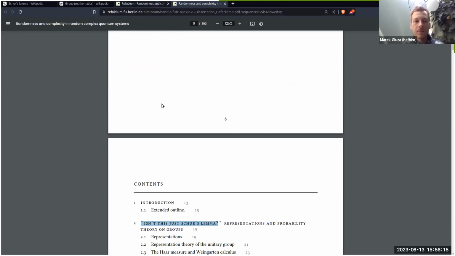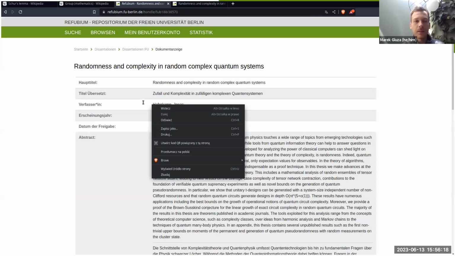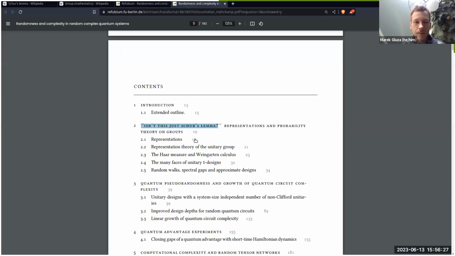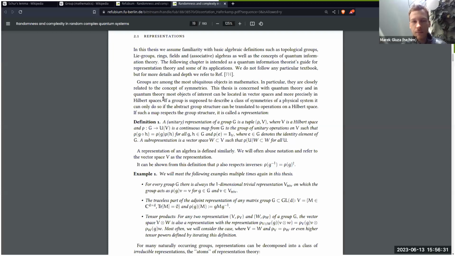If you look up Jonas Haferkamp and thesis, that's how I found this Jonas here. Okay, and then you can have a look, and we will look at the representations. So what I was more or less saying is repeated here.